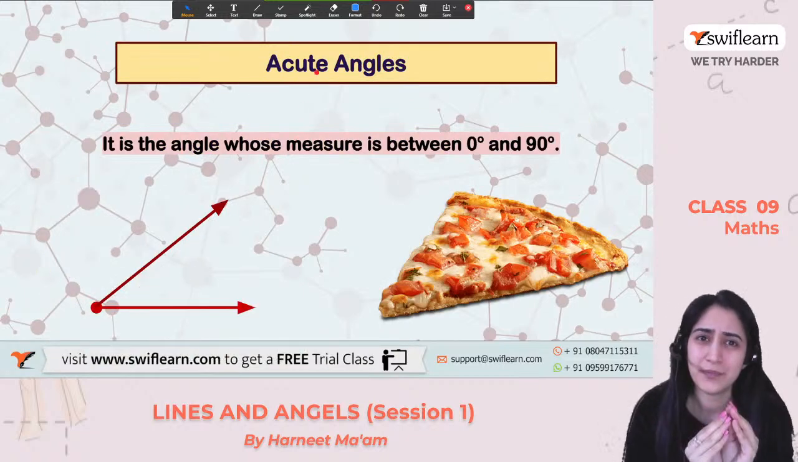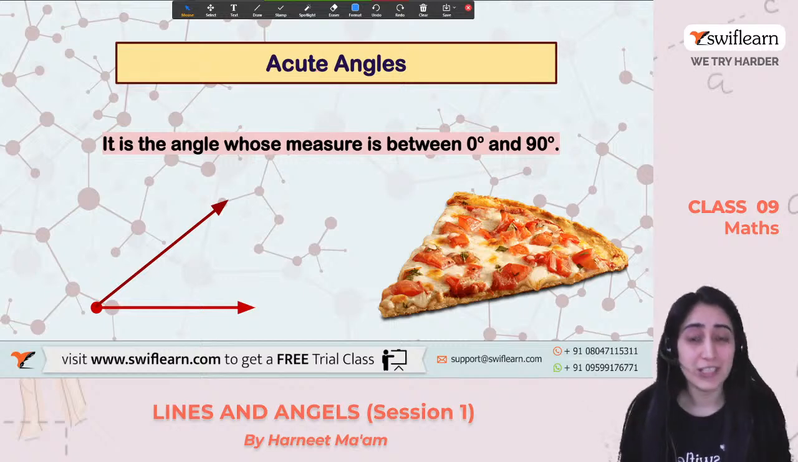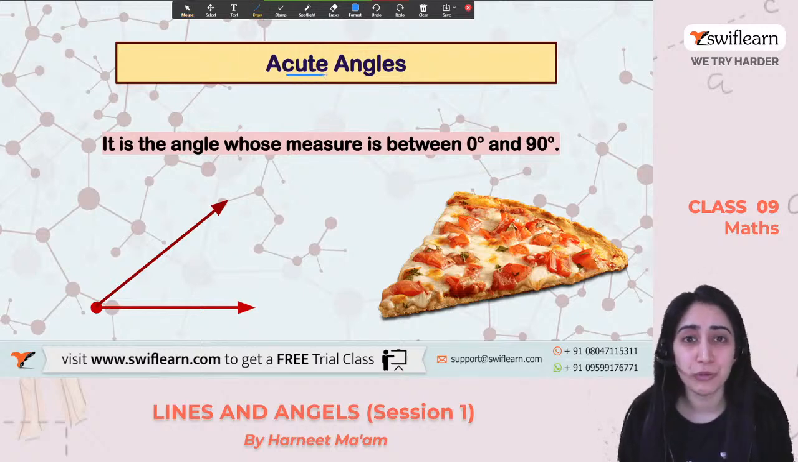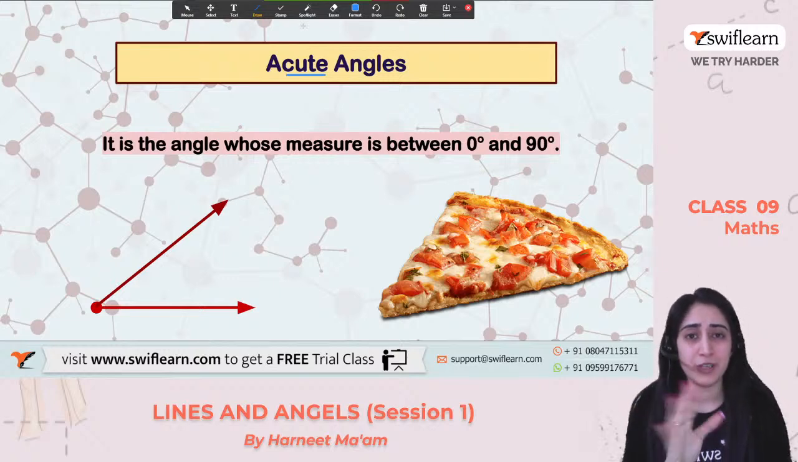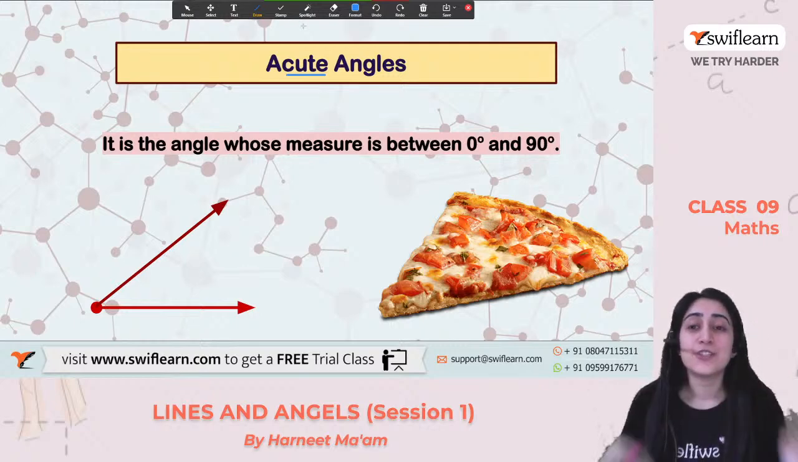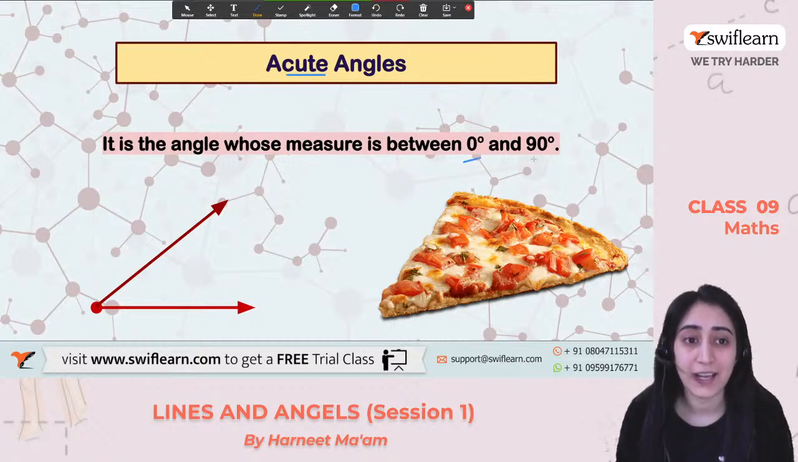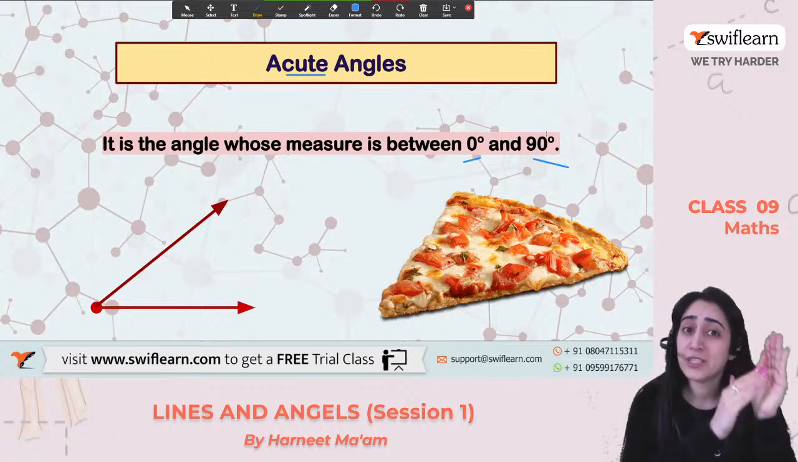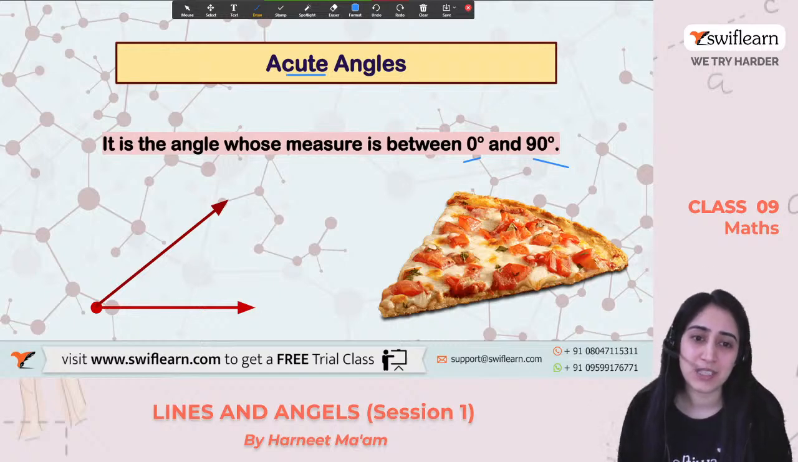What is cute? A baby which is small, we say he's a cute baby, right? So this word cute has come. Just imagine this cute. So acute always refers to something which is small. This much is small, this much is small. Is it small? No, this much is small, right? So whichever thing is small and measures between 0 degree and 90 degree, something that comes between 0 and 90, we call it an acute angle. So in this, how will you say that a pizza is an acute angle?